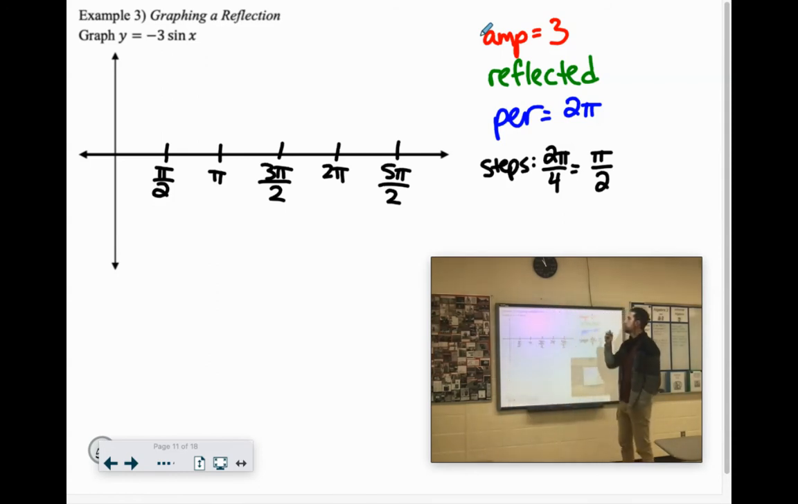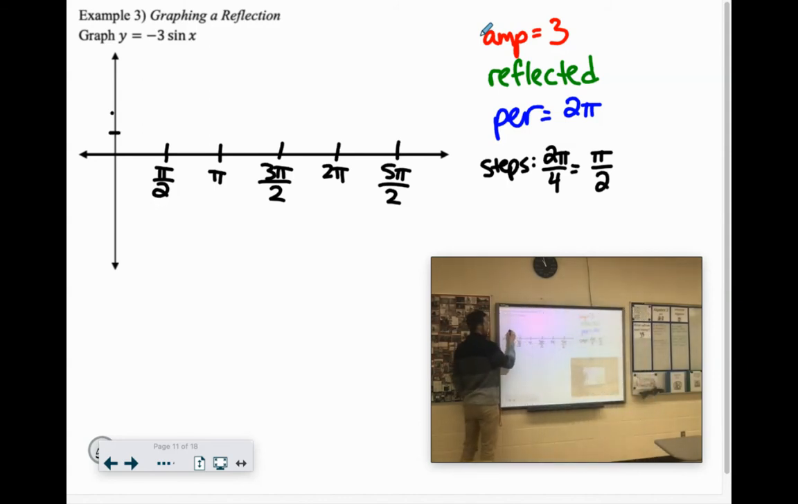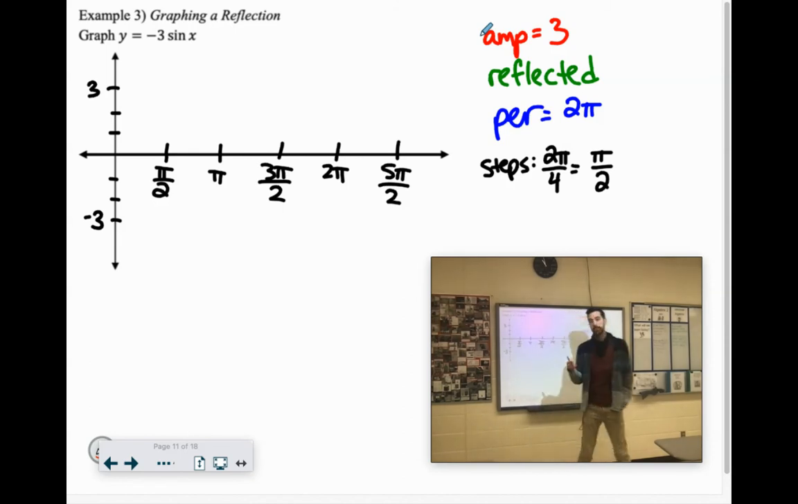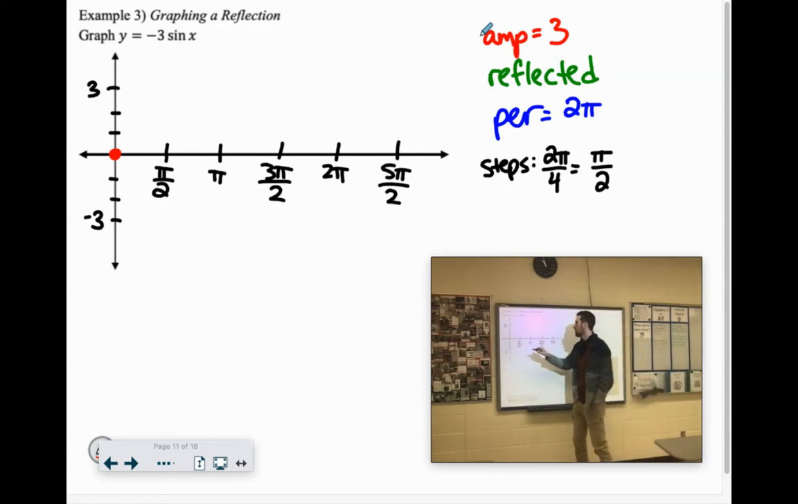All right? So our amplitude is 3. We're going 3 above, 3 below. So if you remember, sine starts at 0. It starts in the center of the graph. So we've got a point right there. And then, remember, it's -3. So we're going to dip down 3 instead of our usual up 3. So we're going down 3 and back to center. Up 3, back to center. That's one complete cycle.